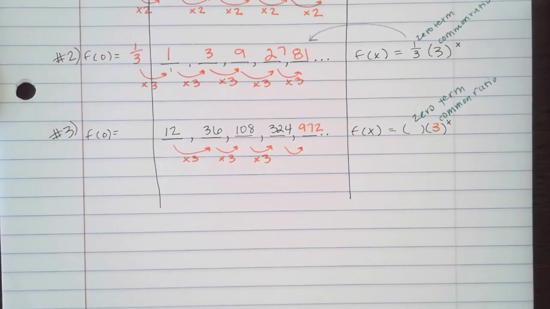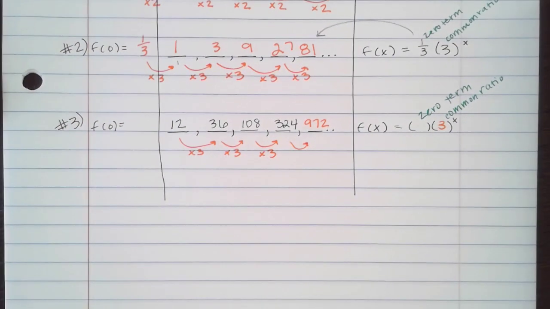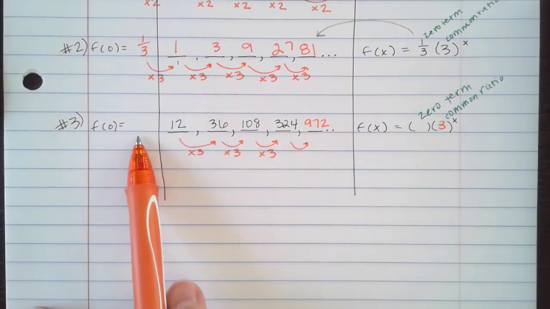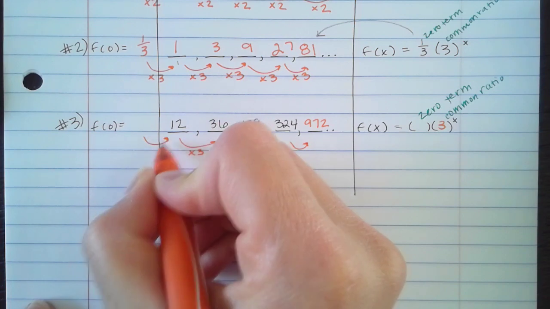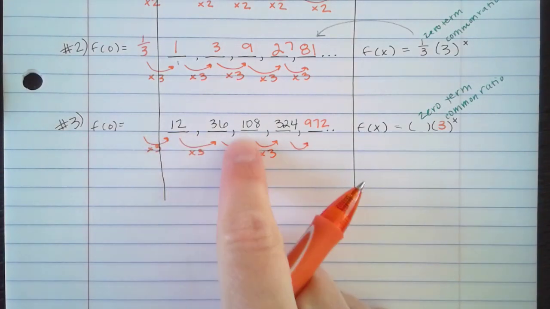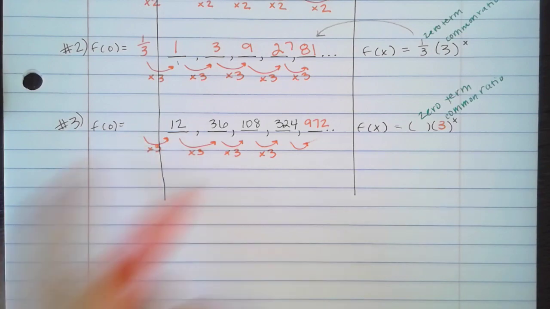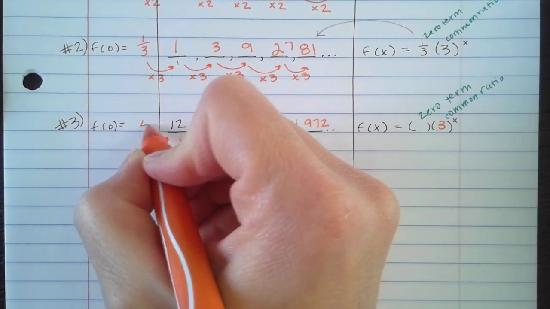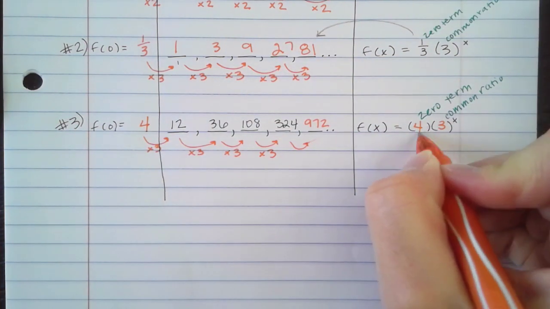And then the last thing I need is my zero term. So my zero term is what goes out here, is this backwards piece. So for my zero term, I'm asking this question: what times 3 is 12? And you can do the same thing. You can do 12 divided by 3 to keep going backwards. So if you multiply by 3 this way, you can also divide by 3 to go backwards, which is 4. And that's your zero term.